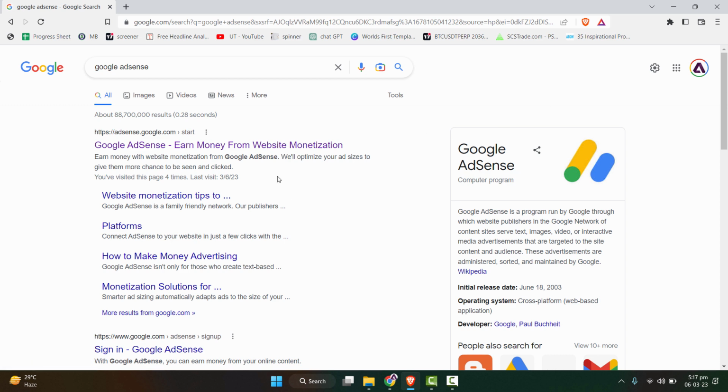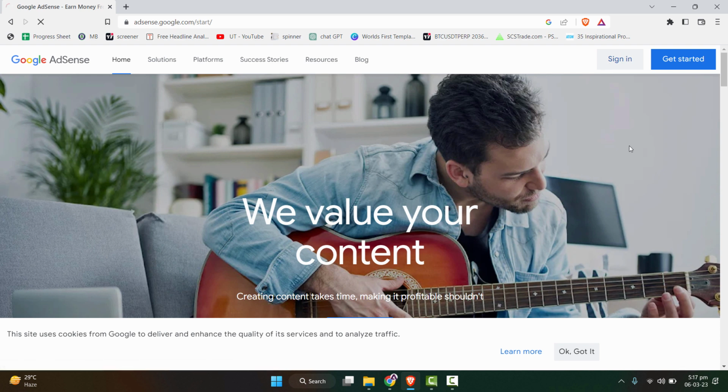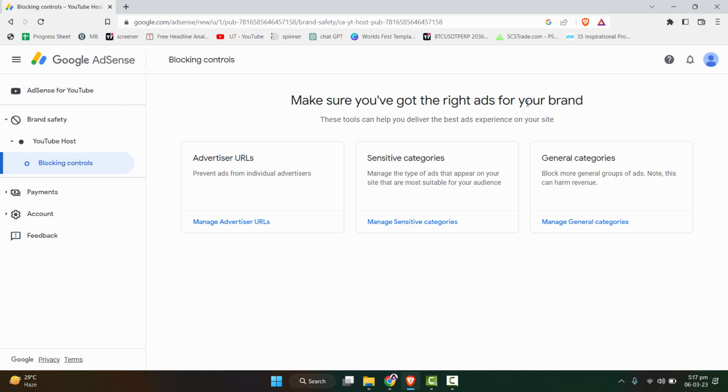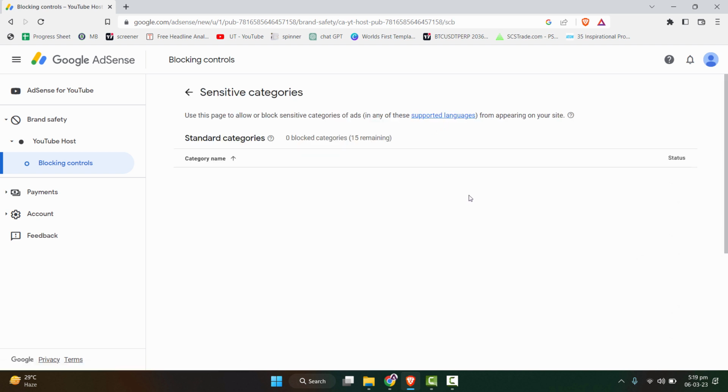So the solution is very simple. I just need to go to the AdSense account. Just log into your AdSense account, and here you can go to brand safety, YouTube host, and blocking controls. So here we will learn how to block the inappropriate ads from running on your channel. Now we are just concerned with these two categories, that is general categories and sensitive categories. You don't need to change much in advertiser URL. So from here, I'll click on manage sensitive categories.